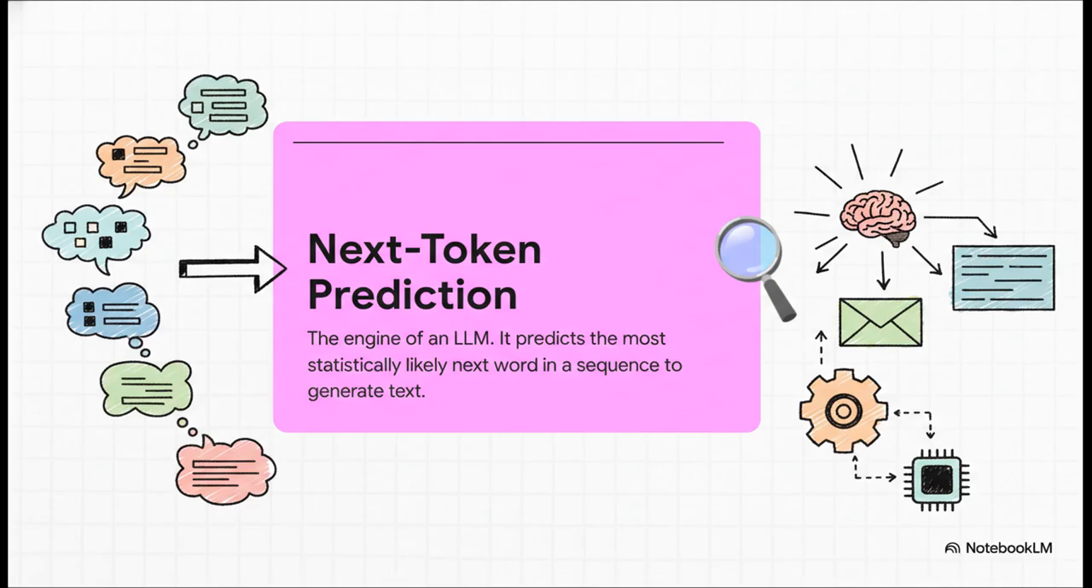At its absolute core, all it's doing is next token prediction. The model just looks at a string of text and makes a statistical guess about the most likely next word, or token, to come after it. It just does that over and over and over again, and that's how you get everything from an email to a piece of computer code. That's it. That's the engine.